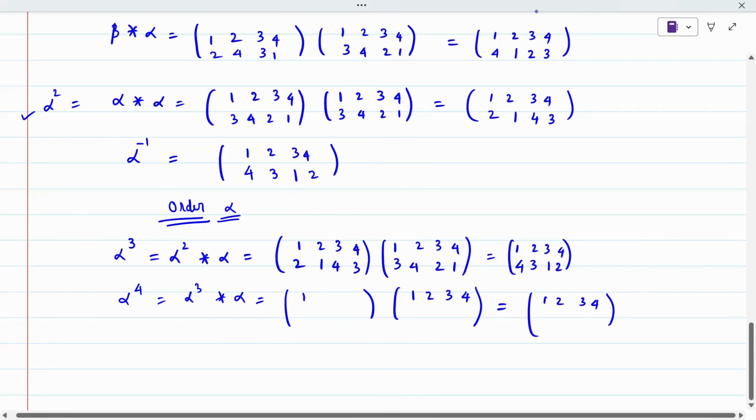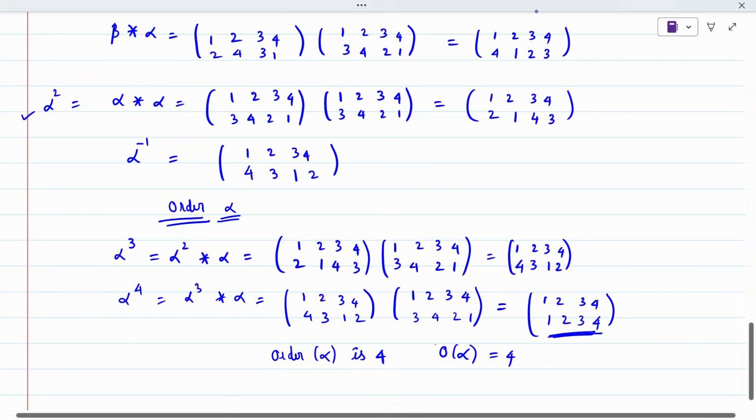So in this, 1, 2, 3, 4; so 4, 3, 1, 2. So alpha is nothing but 3, 4, 2, 1. So now we'll check: 1 to 4, 4 to 1; 2 to 3, 3 to 2; 3 to 1, 1 to 3; 4 to 2, 2 to 4. So now you check, both answers are the same. So the order will be 4. Order of alpha is 4. So completed. This is the way you have to do it.